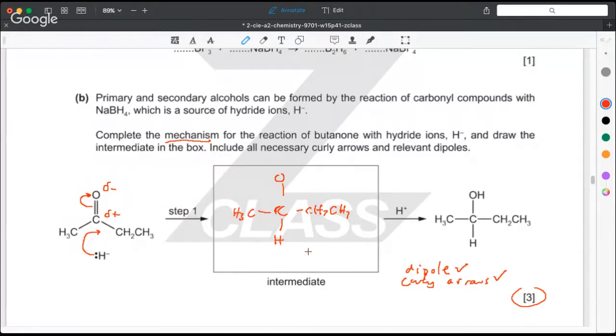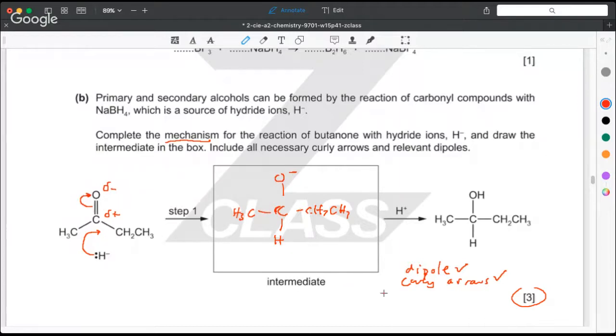You can't just lose things along the way. You had a negative charge here, and you haven't drawn anything here yet. That negative charge ends up there, because that lone pair of electrons moved up there and you ended up with a negative charge up there.